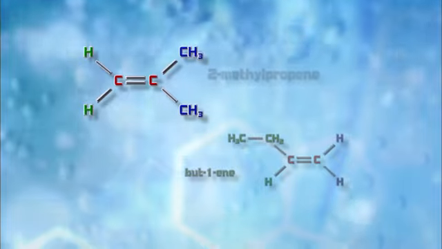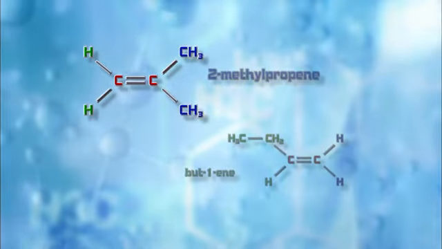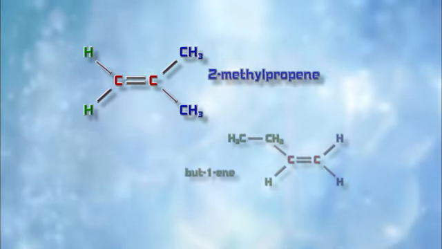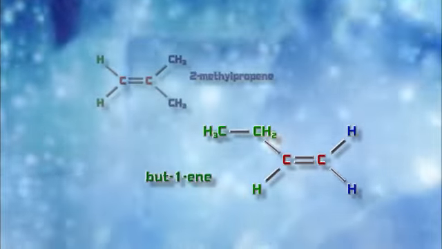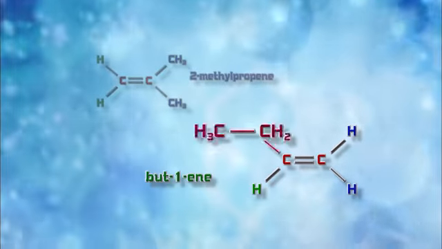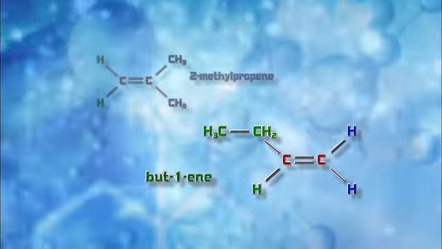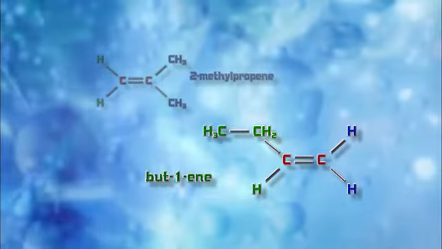In 2-methylpropene, there are two methyl groups on one carbon atom of the double bond and two hydrogen atoms on the other carbon atom. In butene, there are one ethyl group and one hydrogen atom on one carbon atom of the double bond, and two hydrogen atoms on the other carbon atom, respectively.